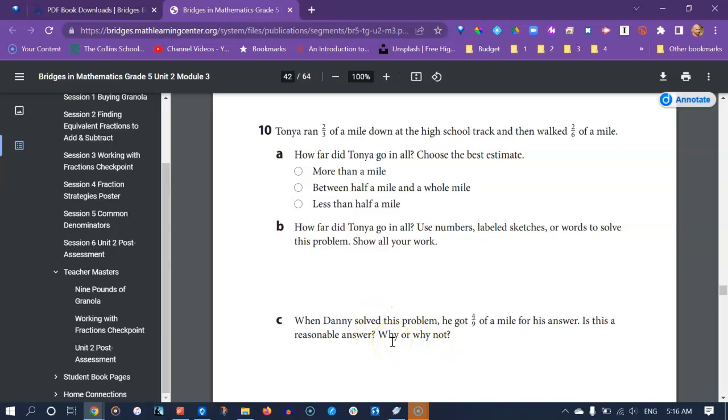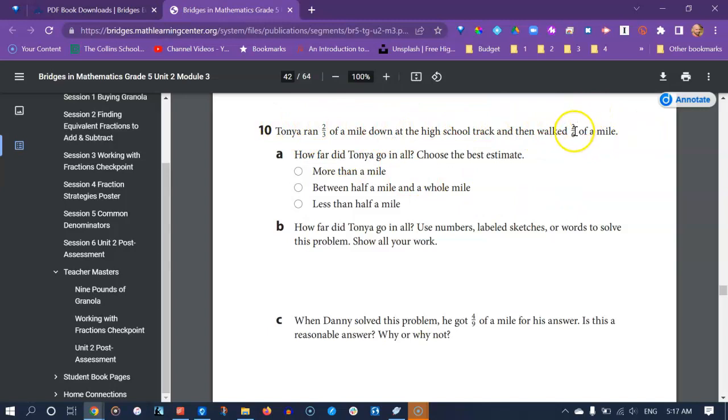All right, so Tanya ran 2/3 of a mile down at the high school track and then walked 2/6 of a mile. How far did Tanya go in all? Choose the best estimate. More than a mile? Probably not. Between half a mile and a whole mile? Yep. Less than half a mile? Certainly not. So B would be the best one. Even though if you looked at this, you could probably tell it's a mile if you thought about it.